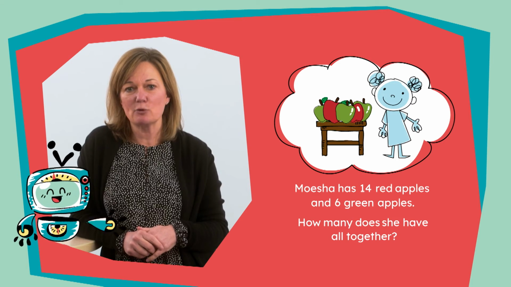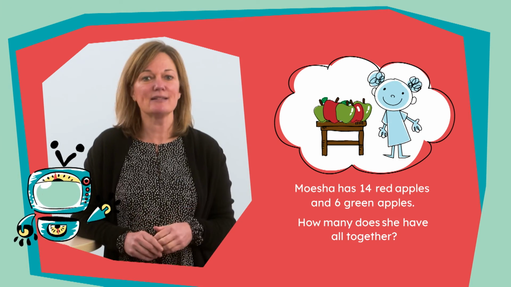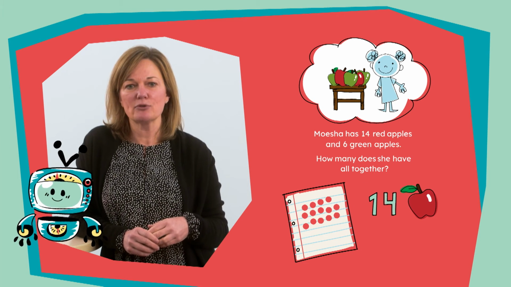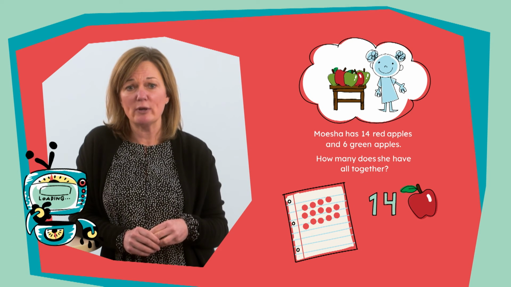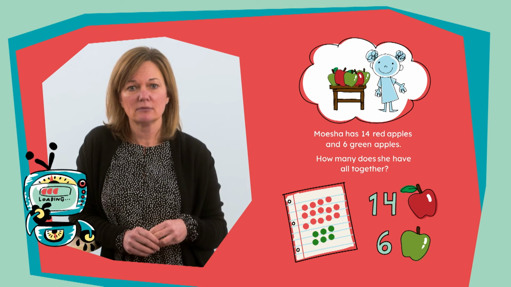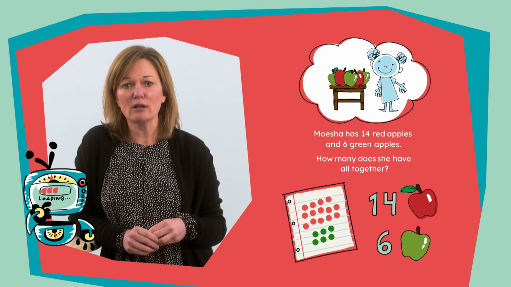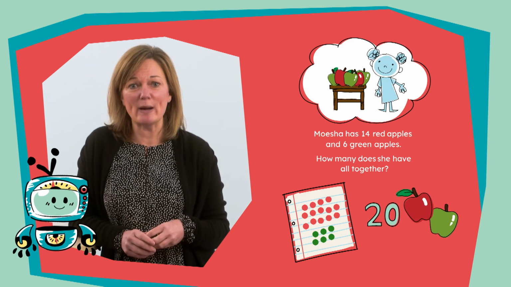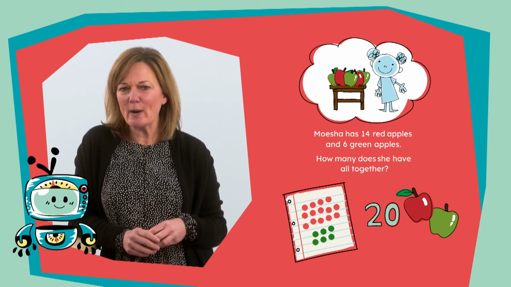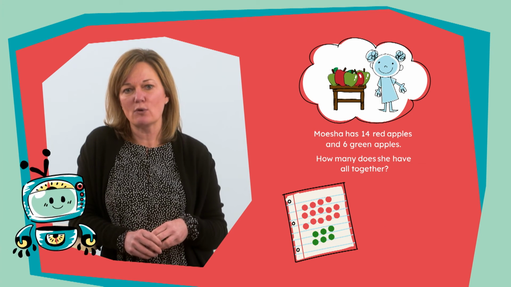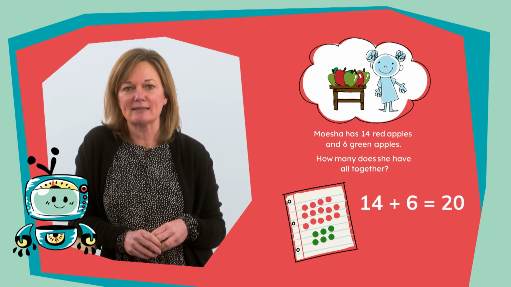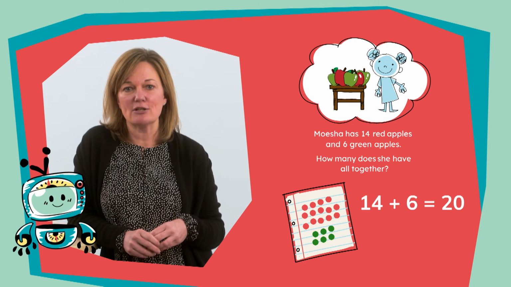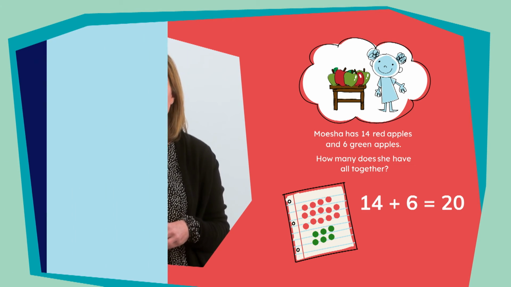Another way Splat says would be to draw a picture. Yes, let's draw a picture. Let's draw a picture of 14 red apples. Now let's add Moesha's 6 green apples. Next, count up all of her apples. Yes, we have 20. An equation we could write to match the story would be 14 plus 6 equals 20. That is some great thinking about math and different strategies for solving addition problems.